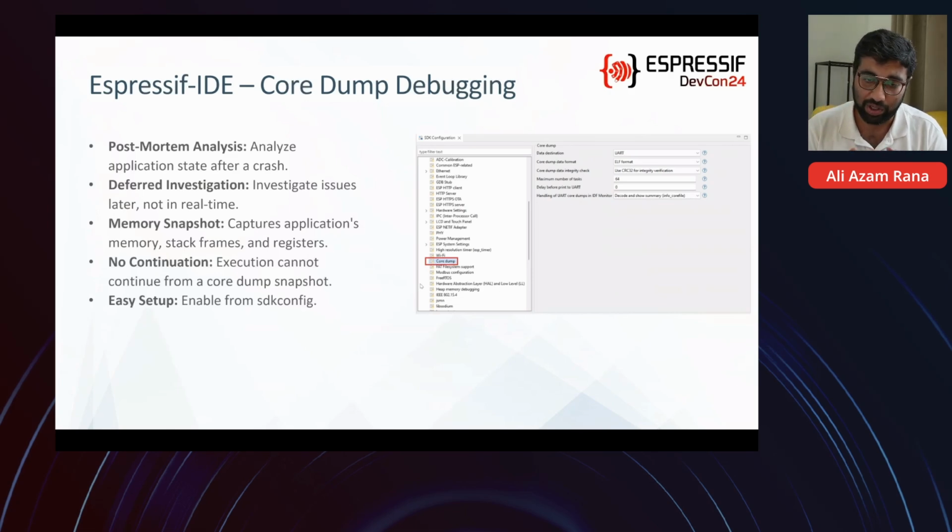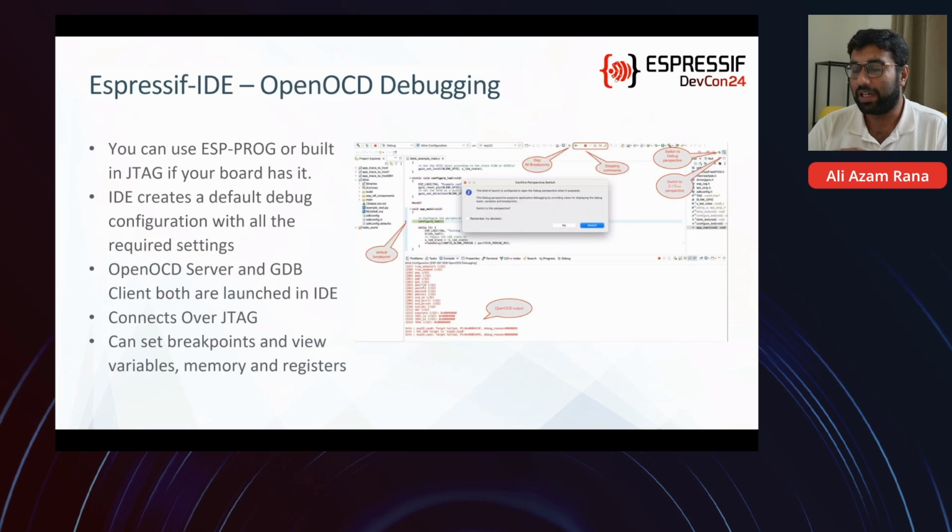Just to mention one important thing: there is no continuation either in core dump or GDB stub debugging, because both of these are post-mortem. So basically, you need to restart the execution. In case of core dump, if you are analyzing a dump file that is already present on your disk, it could be that the execution is already continuing in the background. But with GDB stub debugging, you need to make sure that you restart the execution, because the execution is halted and cannot continue further. Moving on to the live debugging section, the OpenOCD debugging.